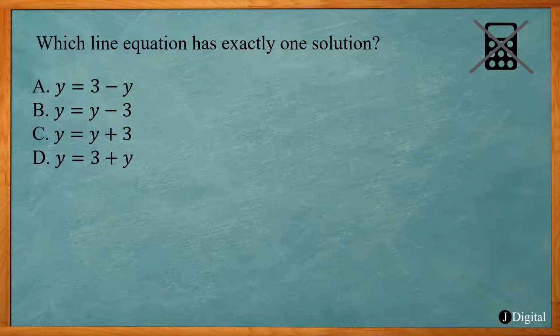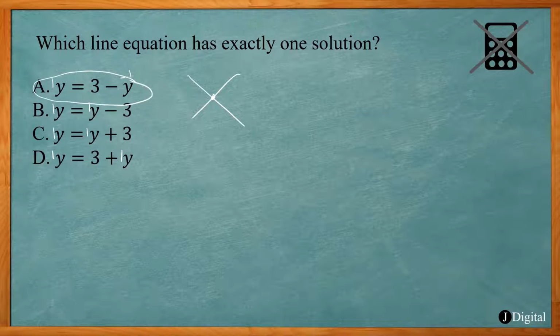So this one reads, which line equation has exactly one solution? Like we said before, one solution means you have different slopes. On this first one, 1y, that's a slope of 1, and 3 minus y, a slope of negative 1. Over here it's 1 and 1, 1 and 1, and 1 and 1. So this first one is the only one where they have different slopes. You've got 1y on the left and negative 1y on the right. So our answer here is A.